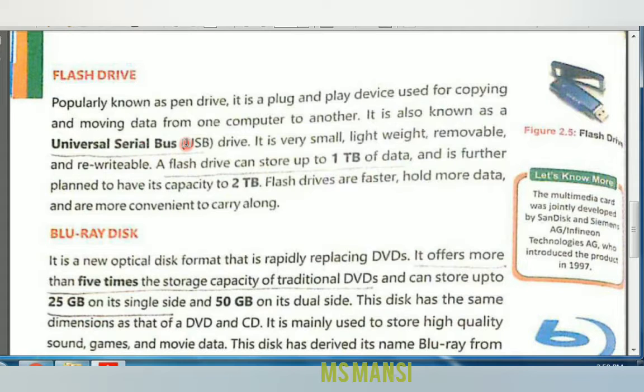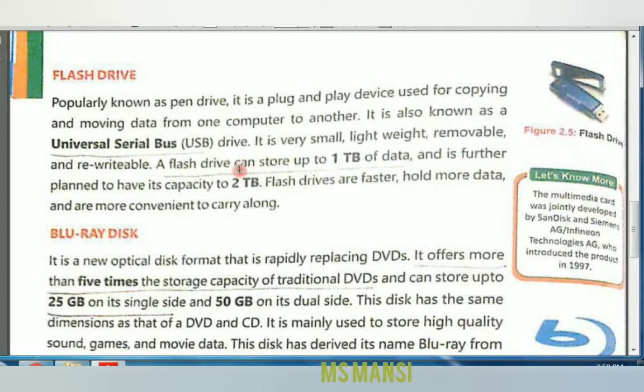It is also known as universal serial bus. Full form of USB is universal serial bus. It is very small, lightweight, removable and rewritable. See, a pen drive is very small, it is very light in weight. We can easily remove a pen drive and easily rewrite.